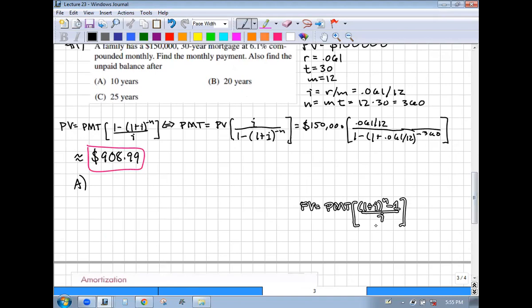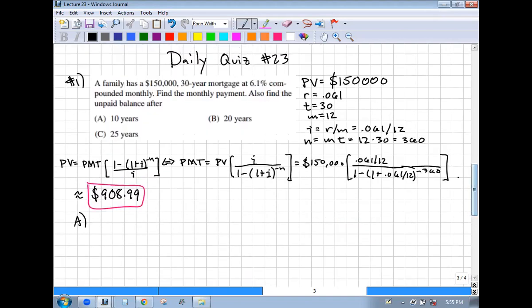Look at this one. What is the question? Find the unpaid balance after 10 years. Okay, so we'd have to figure out how much of it we've paid off after 10 years, right? We start off owing 150,000. How could we do this? We figure out how much we've paid in after 150,000, and then we subtract off what we've paid.